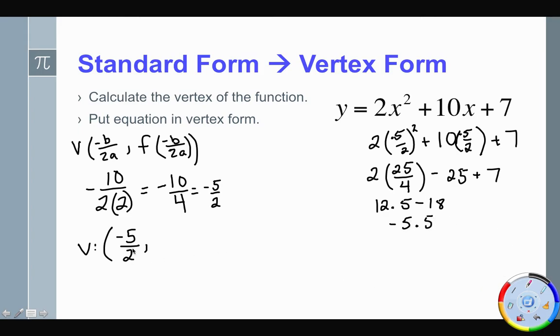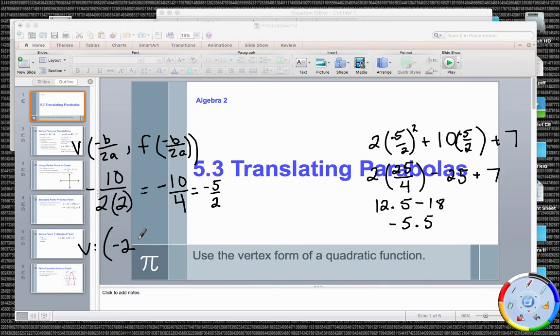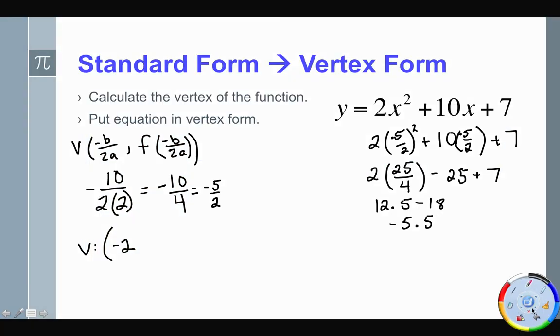All right, so that means our vertex. Let's go ahead and put these both in decimals because I know that'll make a lot of you happy. This would become a negative 2.5, comma, negative 5.5.